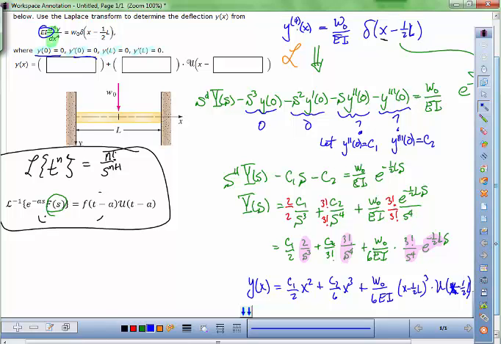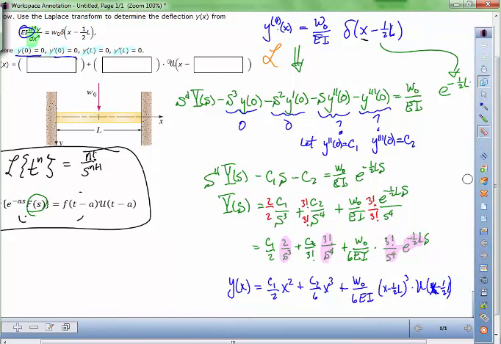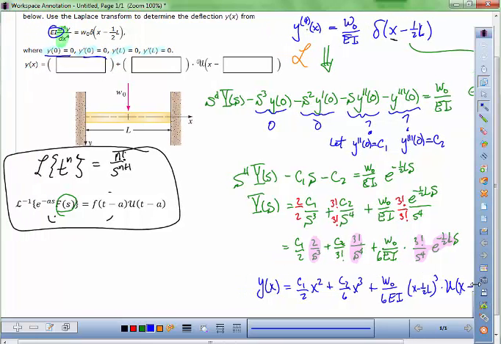X. Is that cool? So this is x minus 1/2 L. All right, wish we were done. But we need to solve for C1 and C2.